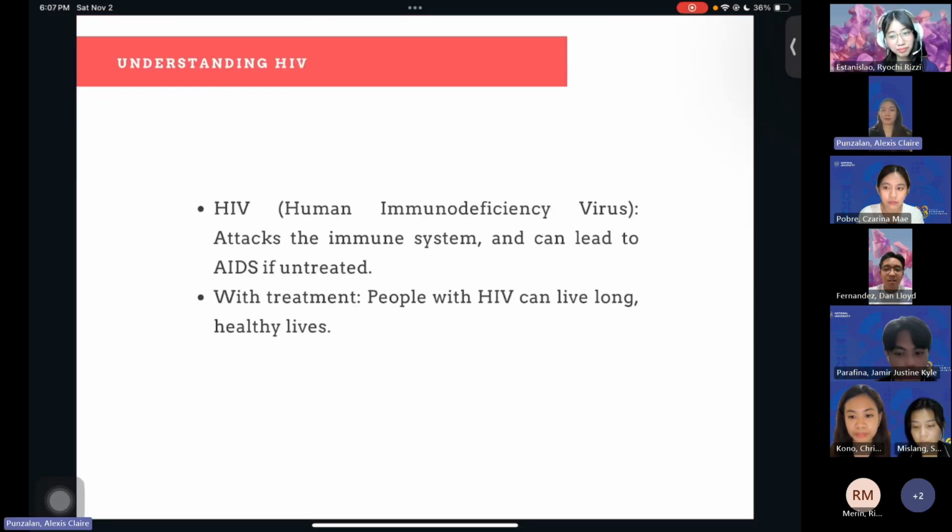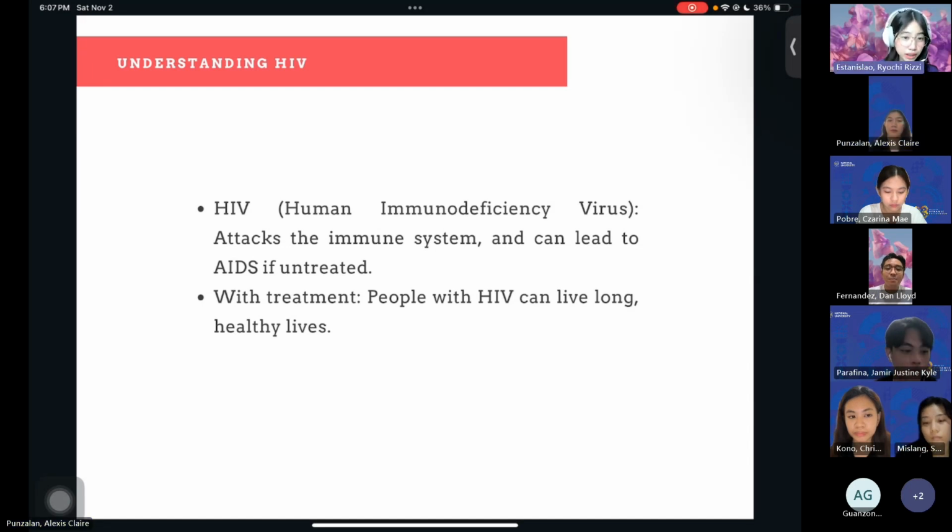Okay. To lay the foundation for today's discussion, let's start with a brief overview of HIV. HIV, or human immunodeficiency virus, is a virus that attacks the body's immune system, weakening its defenses against infections and diseases. Without proper treatment, HIV can lead to AIDS, or acquired immunodeficiency syndrome. However, HIV is not a death sentence. With effective treatment, many people with HIV live long and healthy lives.